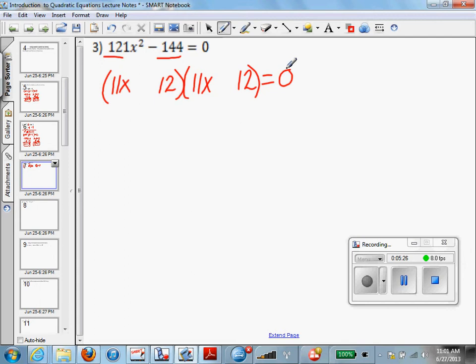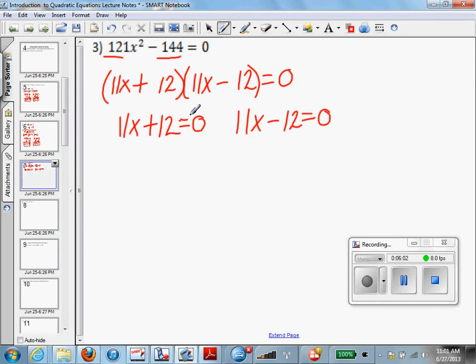So we have to think, what can we do for our operations here that will cancel out any middle terms and just leave us with the first two pieces of the problem? If we were to put a plus and a negative in, that would cancel out any middle terms, just leaving you with the x squared term and the number with no variable attached to it. So now we can set these two terms equal to 0. So we have 11x plus 12 equals 0. We have 11x minus 12 equals 0.